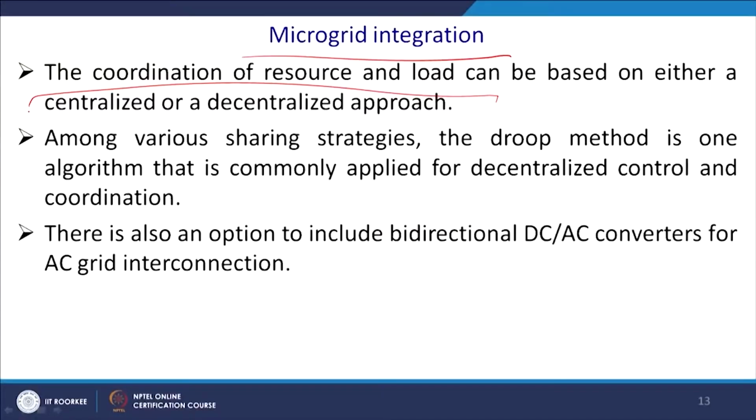Now, microgrid integration is also one of the important characteristics. Coordination of the resources and the loads can be based on either a centralized or a decentralized approach. This has been discussed. Among the various sharing strategies, the droop method is one of the algorithms commonly applied for decentralized strategies, and we prefer the decentralized strategy to reduce the loading of the centralized system. There is also an option to include a bidirectional DC to DC converter for the AC grid interconnection, so that power can flow from the grid side to the microgrid and vice versa.